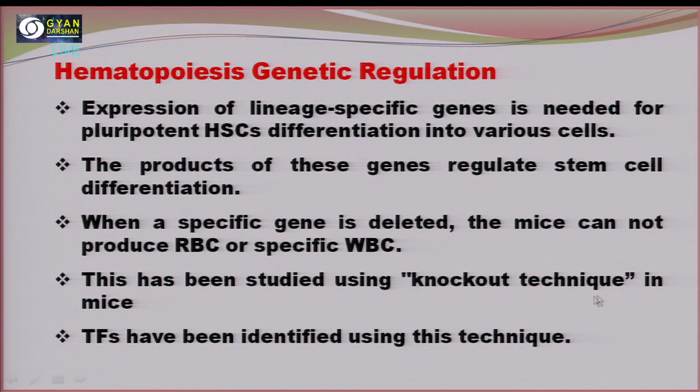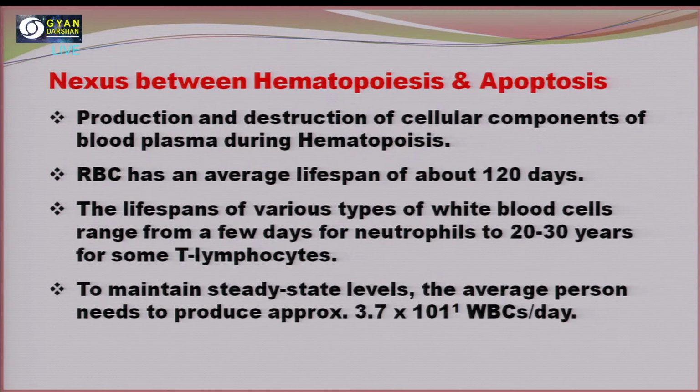With the help of this technique, we can see the function of the particular growth factors. We can disrupt the particular gene, or ultimately we can see the differentiation of the particular cells, whether the differentiation of the different types of lineages will take place or not. So it is a very important technique, and transcription factors have been identified using this technique. Knockout: we can knock out a particular gene and see the function of that gene and particular growth factor in the cells.